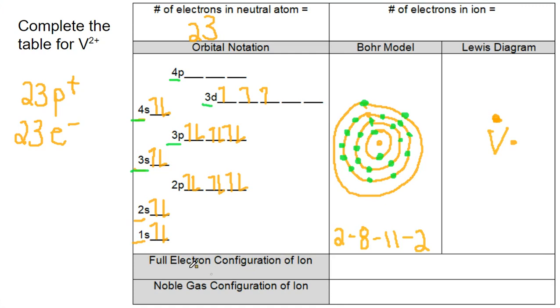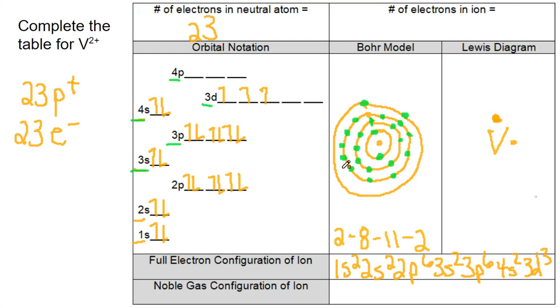The full electron configuration for the ion. So reading off the orbital diagram, we have 1s2, 2s2, 2p6, 3s2, 3p6, 4s2, and then 3d3.